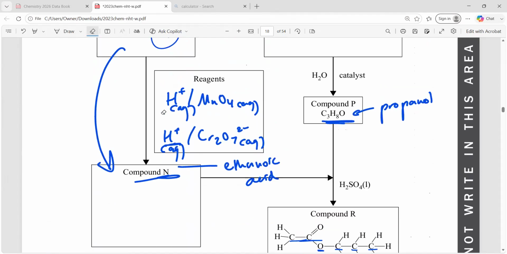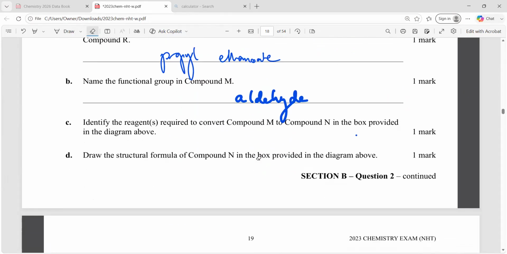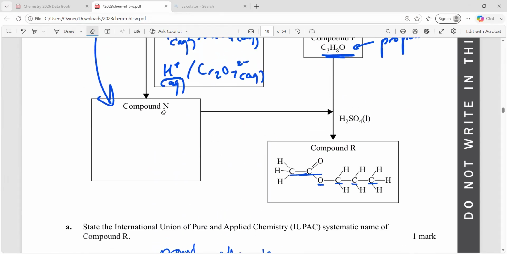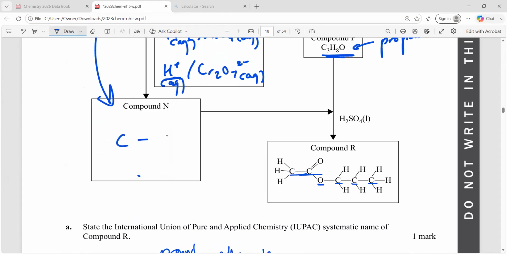Cool. So just one of the two there. Don't put both, please. Okay, we don't want two oxidizing agents. Cool. So we know that compound N is going to be ethanoic acid. I draw the structural formula of compound N. So it's good to know what form that they want it in. Okay. So ethanoic acid is pretty chill.